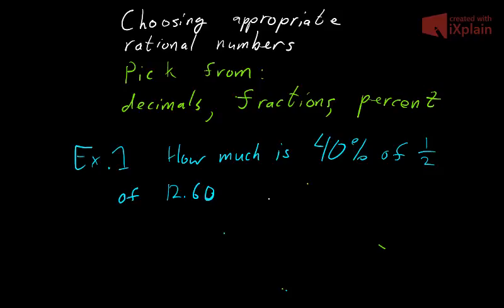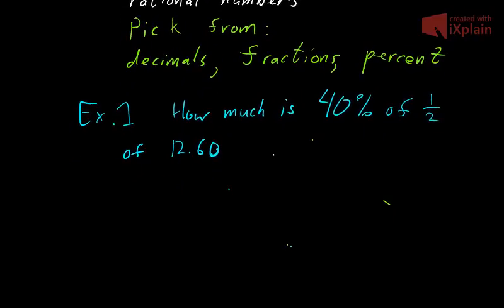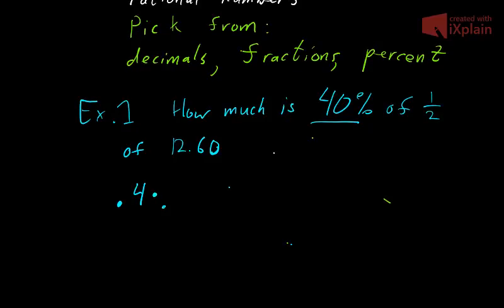And I'm looking at this, and if I wanted to, I could put this all into fractions. That would be kind of gross, though. There'd be a lot of very large fractions. So what I'm going to try to do is write these all as decimals. Now, I know that 40% is 40 out of 100, which is 0.4. So I'm going to start with that. 40% of means times 1/2, which I know is 0.5, times 1260.